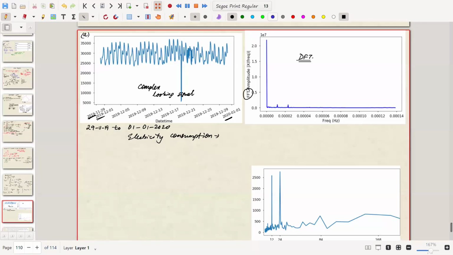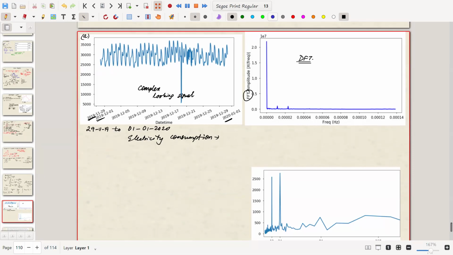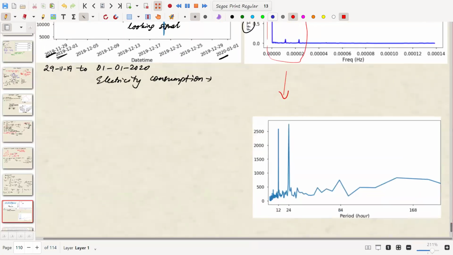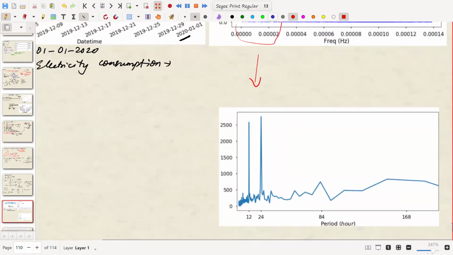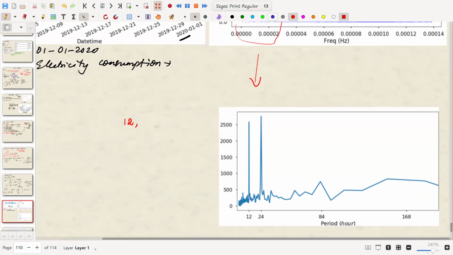You can see that it doesn't have a lot of peaks. And since we are doing a lot of intervals, this peak is hidden. So what we can do is zoom in on this part. If you zoom in, you will get something below. Can you see the peaks more clearly now? So where are the peaks? At 12, then 24, then 84. Now these are the hours.